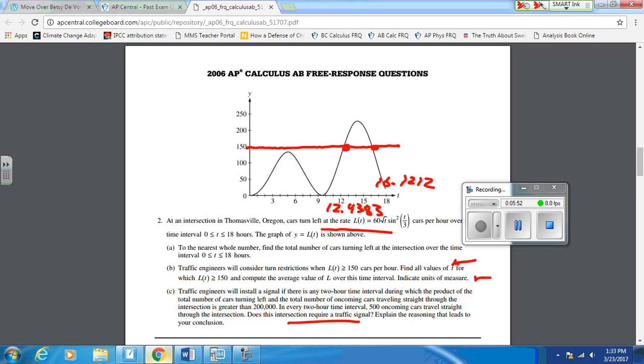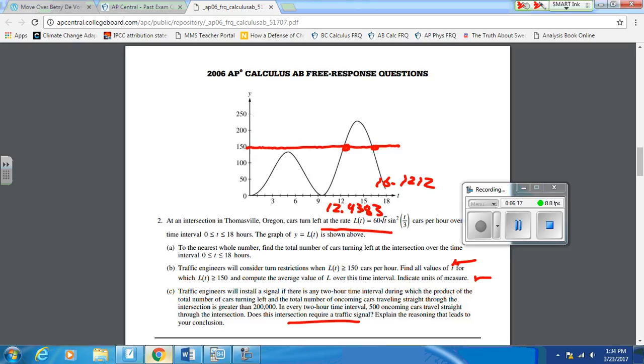I just don't get the first sentence. Okay. Are there any words that you don't understand? I don't understand the sentence. It said the product of the total number of the cars turning left and the total number of oncoming cars traveling straight through the intersection is greater than 200,000. Okay. So let's take and break that down.